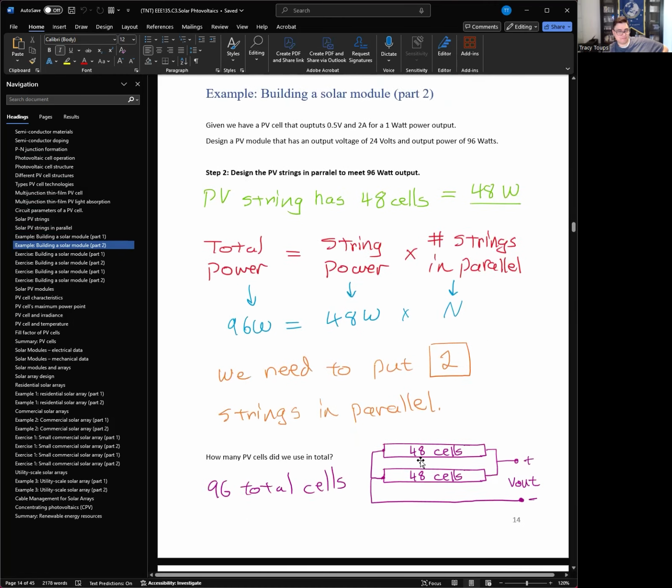Now, we have our string set up. Let's make sure we can get enough power out of it. I know I have 48 cells. Each one's 1 watt, so 48 watts. So I don't have enough power yet. I need to add more.